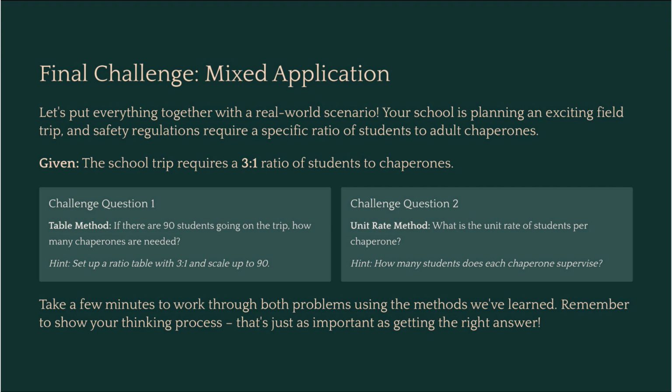For question 2, the unit rate of students per chaperone is 3 divided by 1, which is 3 students per chaperone. You are now a master of applying ratio and rate reasoning.